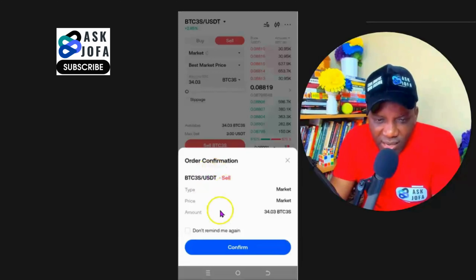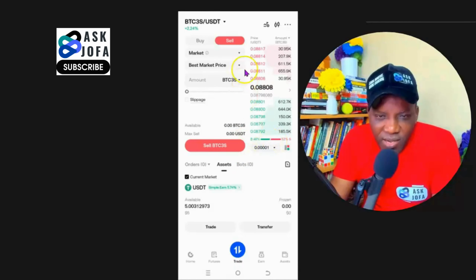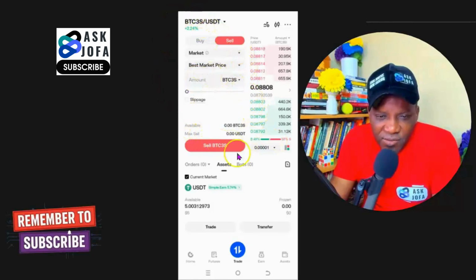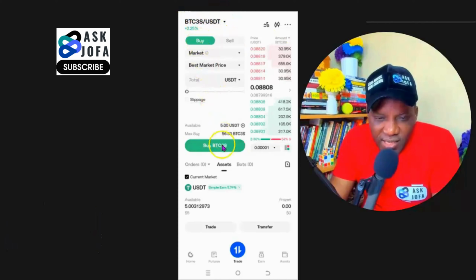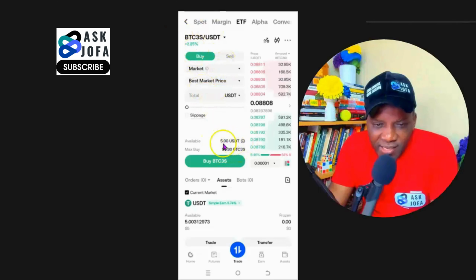You tap it. Look at it. You just tap confirm, and you can see order placed successfully. You can see here now I've sold my BTC3S leverage token, and if you come back to buy, you will see my money back in my account. Don't forget that this is the USDT amount that it can buy. This money that you are seeing is directly in your spot account, and you can transfer it to any of your crypto wallets, any of your exchange accounts.